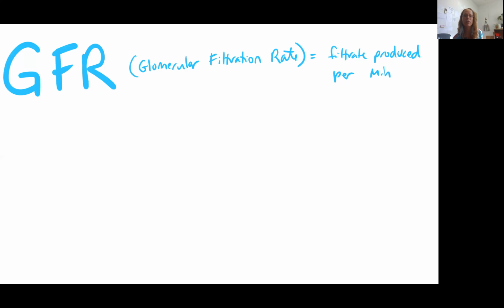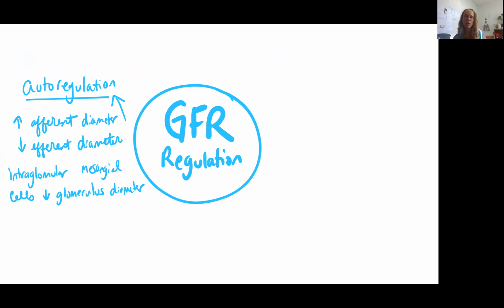The glomerular filtration rate is the amount of filtrate that's produced per minute. Now this is going to be regulated in three different ways. So one way is auto-regulation. So you can adjust the afferent diameter and the efferent diameter, and you can also make adjustments with those intraglomerular mesangial cells to alter the diameter of the glomerulus.